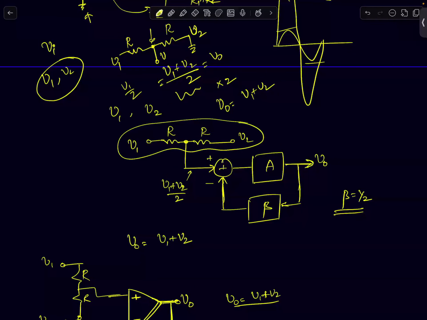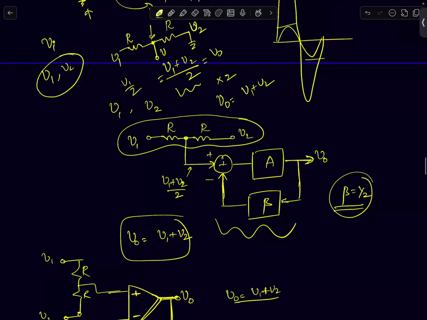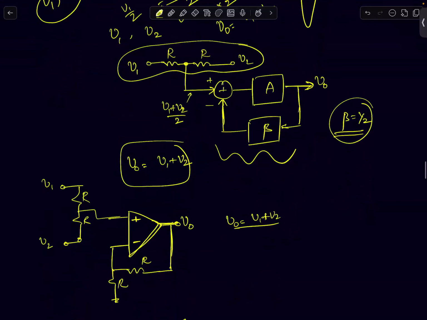I'll take two signals V1 and V2, use a simple resistive network to add them, and then pass it through a negative feedback amplifier with a gain of 2. And now I get a very accurate addition. V0 will be equal to V1 plus V2. So that's what I've shown here in this circuit.